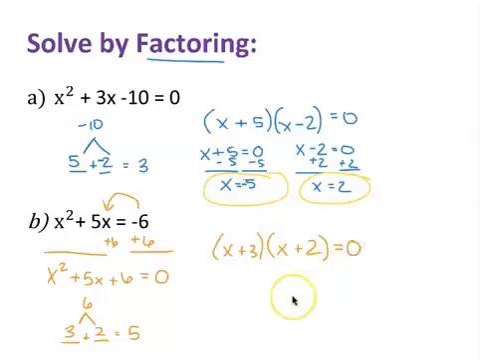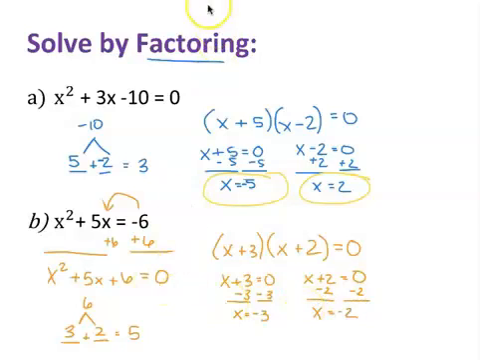We're trying to find the solutions, and the solutions are always when our quadratic is equal to 0. And then I'm just setting each set of factors equal to 0 and solving for the variable x in each. I subtract 3 from the one on the left to get x equals negative 3. And then I subtract 2 to solve the one on the right, and I get x equals negative 2. Those are my two solutions: x equals negative 3 and x equals negative 2.